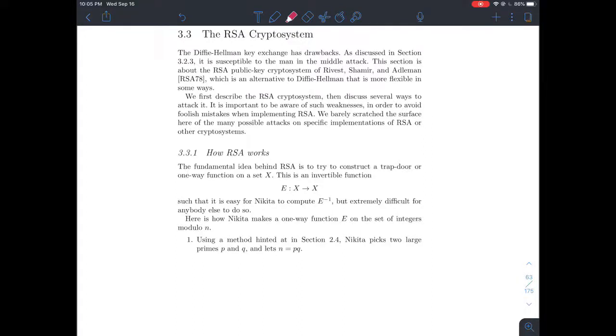This is a video about section 3.3 in Stein's number theory book. It's an introduction to the RSA crypto system. And remember the Diffie-Hellman key exchange that was in the previous two videos? It had its drawbacks. In particular, it was susceptible to a man-in-the-middle attack. So what we'll move on to is an alternative crypto system that is still kind of cool because it uses a lot of this modular arithmetic stuff we've been playing with.